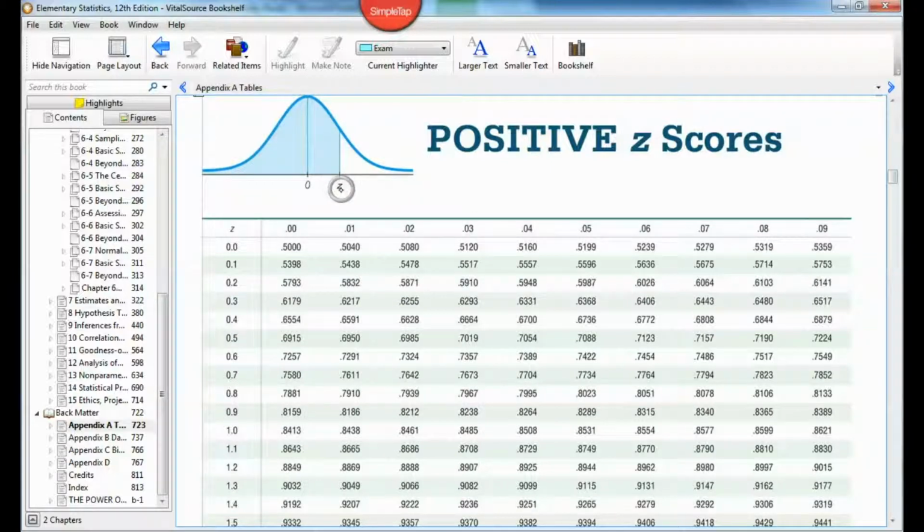So if I look at this z-score, whatever it may be, 1.37, it's going to give me all this area here, up to 1.37 as a z-score. So if this was, say, a weight problem, I have one of those. I can't wait to eat.